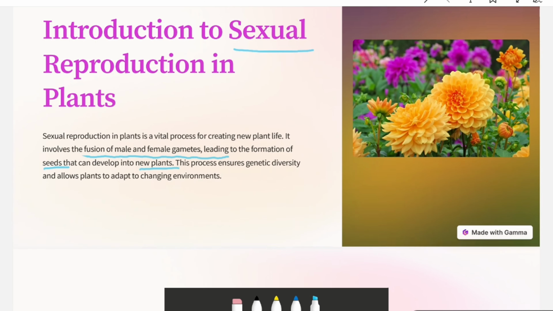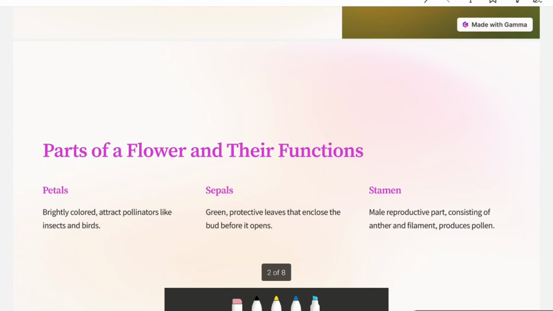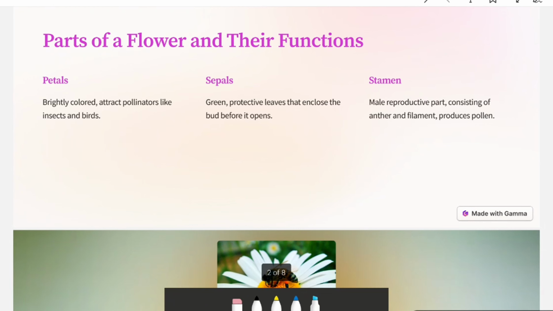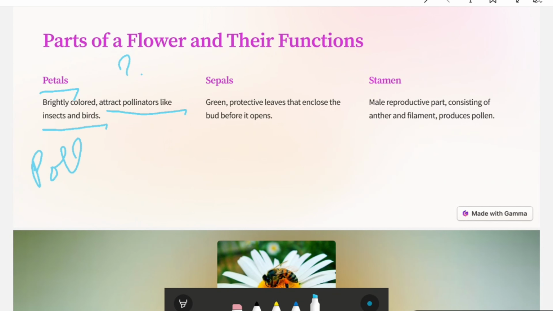Okay, so let's see the parts of a flower and their functions. Number one is petals. These are brightly colored and attract insects for pollination. So this is the first step.